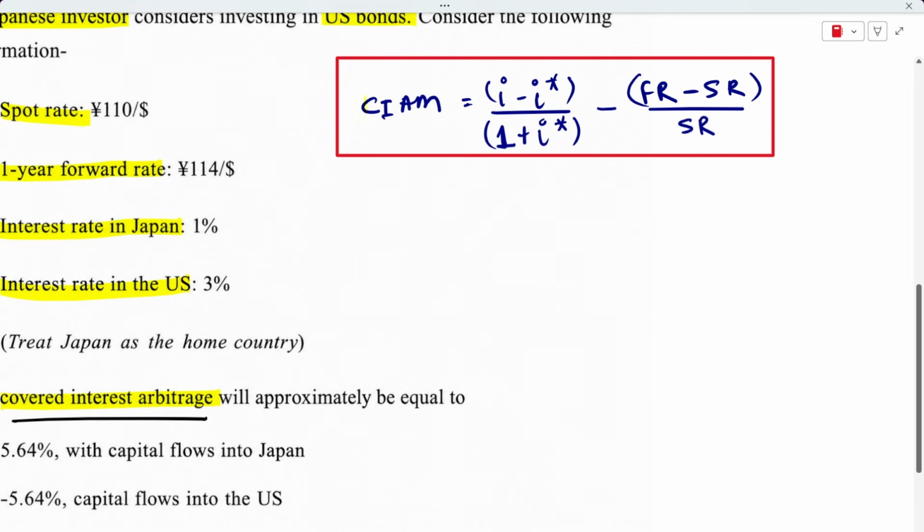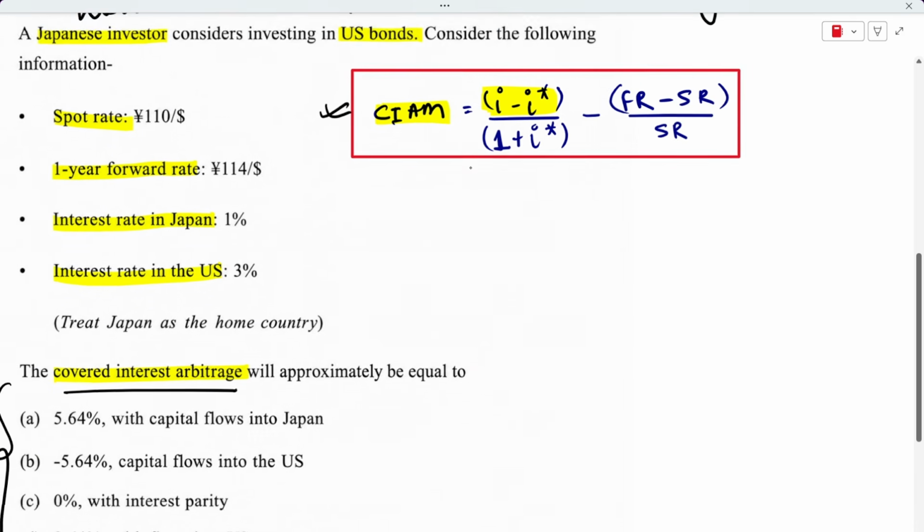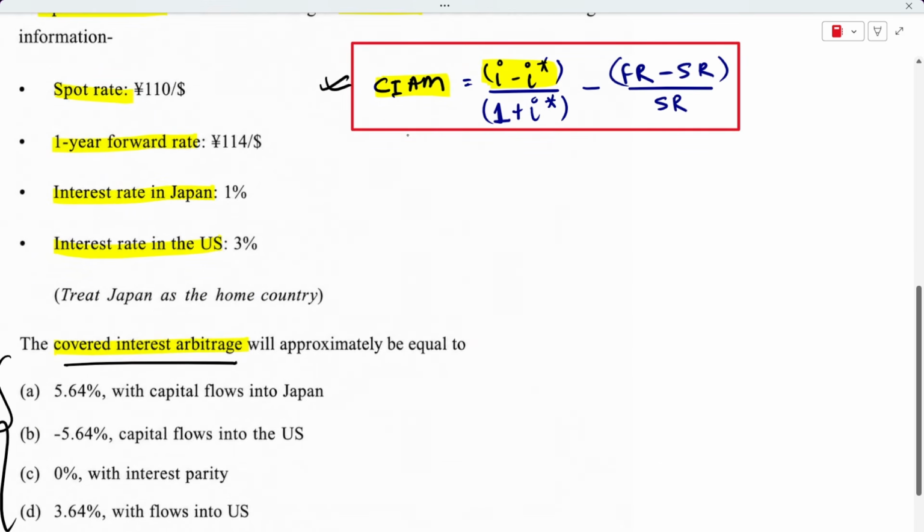So before solving this question, we will all remember the formula for CIAM. The formula is written over here. Please pause your screens and note this formula down. The first part of the formula tells us to first subtract the interest rate differences between the two countries. As we can see, these values are in percentages, so convert them into decimals. 1% would be equal to 0.01 and 3% would be equal to 0.03, and then solve the question.